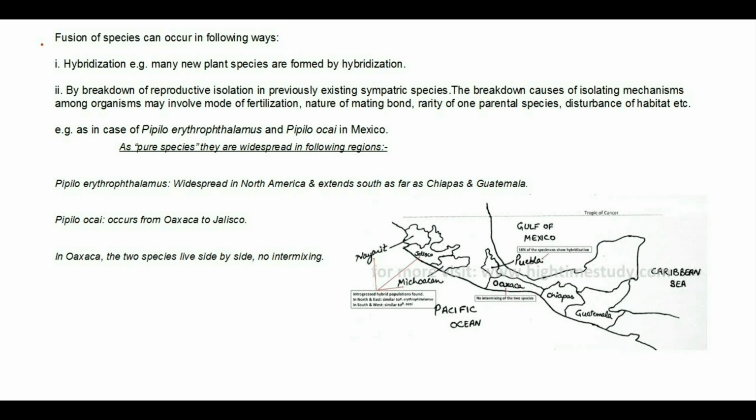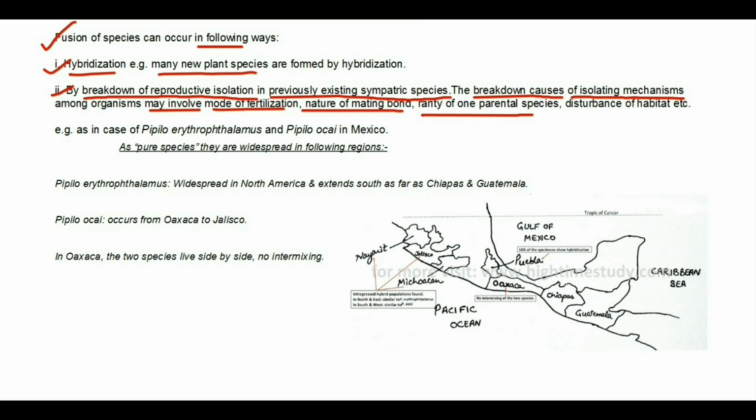Fusion of species occurs due to many reasons. The ways can be many. Like we have hybridization, which is a common practice for new plant species, and then we have the breakdown of reproductive isolation in previously existing sympatric species. We will do sympatric further in the next video, part 2. This can be caused by the mode of fertilization, nature of mating bond, rarity of parental species, or disturbance of habitat. Like we have Pipilo erythrophthalmus and Pipilo ocai in Mexico.